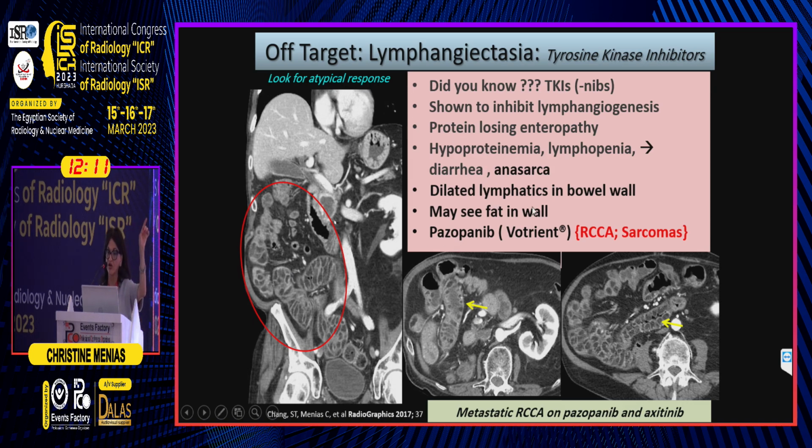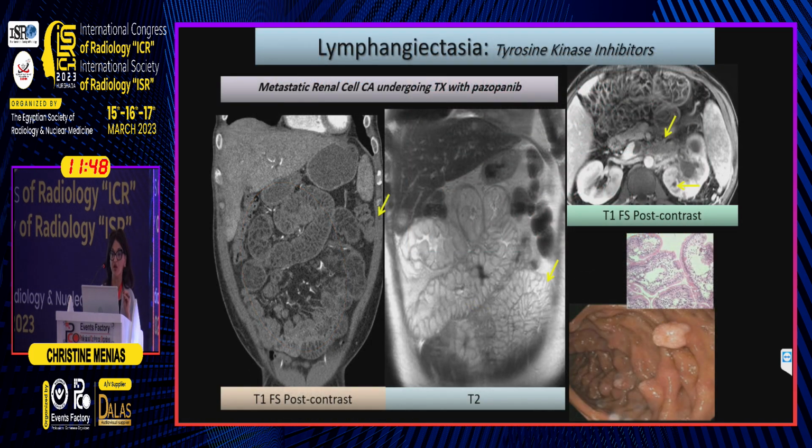So if you look at their blood cell count, they're hypoproteinemic, they have low albumin, and sometimes you'll see the dilated lymphatics in the wall. So dilated, it looks like fat. It's not liposarcoma, it's not some weird, this is just the effect of the tyrosine kinase inhibitor, in particular pazopanib and imatinib, you can see with it.